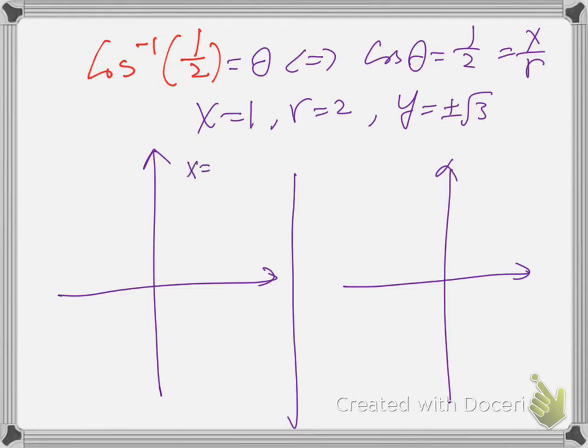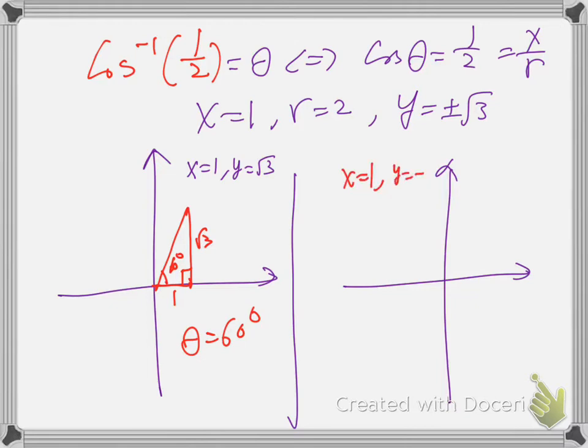So x is 1, y is positive radical 3. That's the red triangle. So what's our angle? 60. So that's the angle theta. Theta is 60.